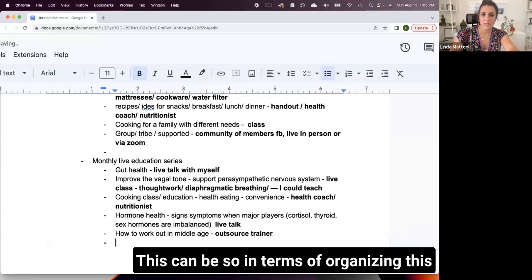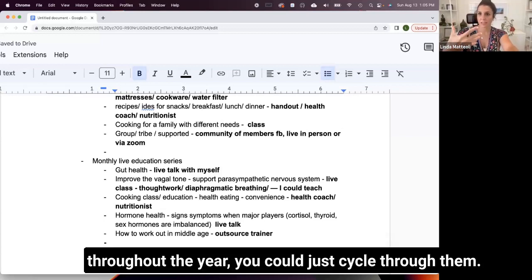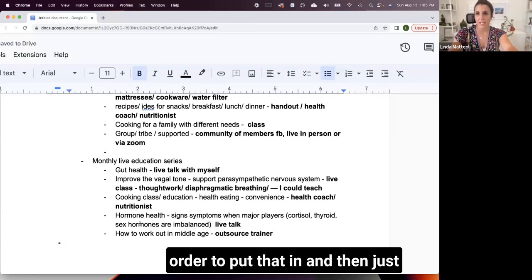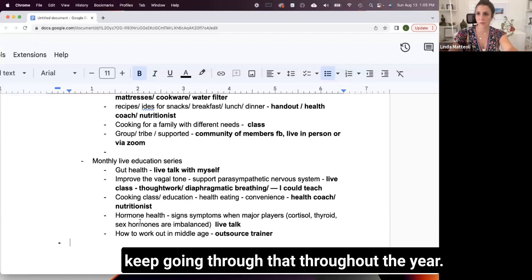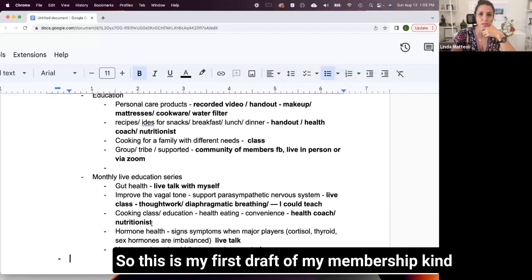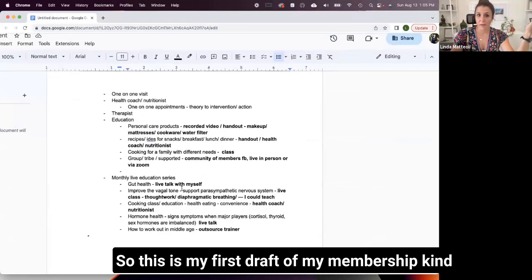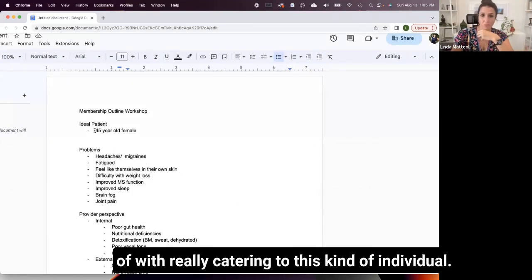Now, in terms of organizing this, throughout the year, you could just cycle through them. So I would just kind of pick an order to put that in, and then just keep going through that throughout the year. So this is my first draft of my membership, kind of with really catering to this kind of individual.